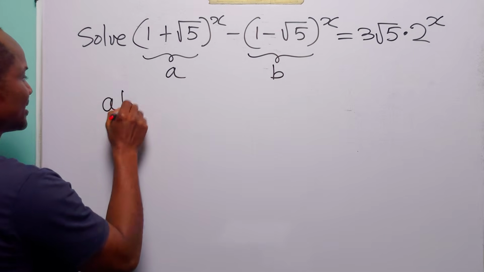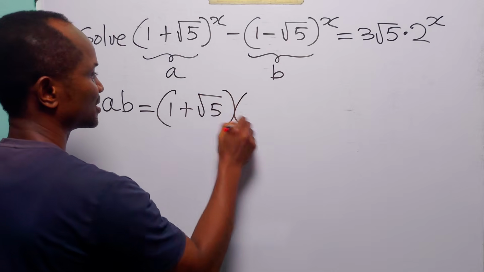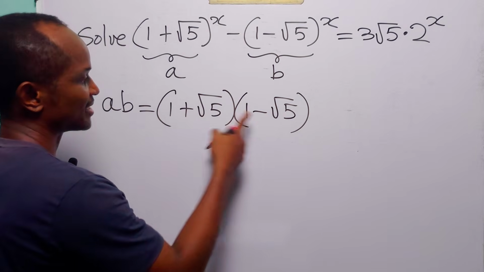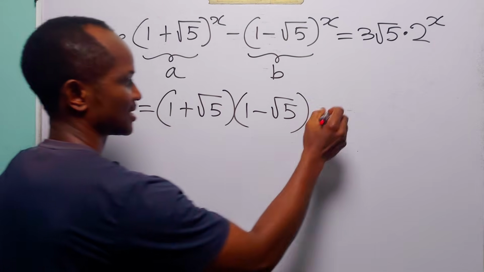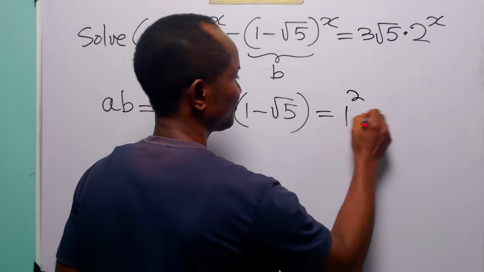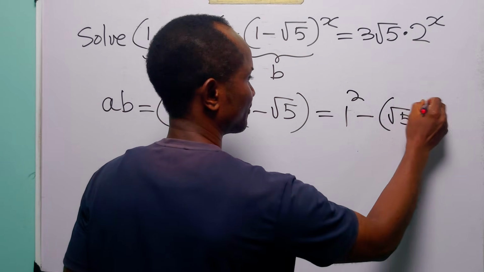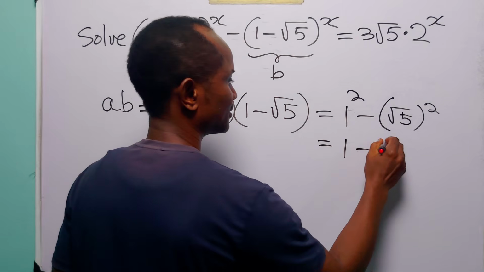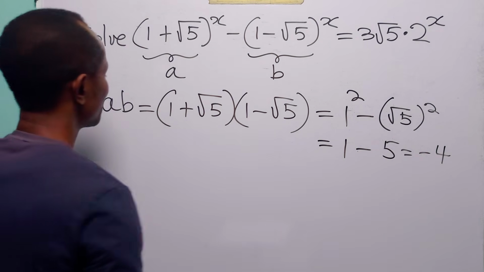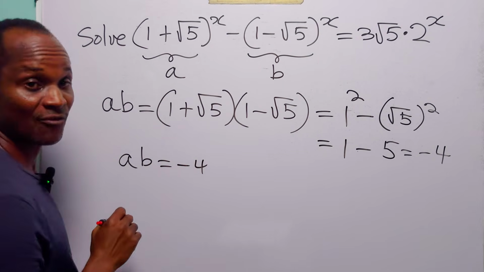Of course, we know that a times b is equal to 1 plus root 5 multiplied by 1 minus root 5. Here you can see the difference of two squares. So this is equal to 1 squared minus root 5 squared. This is equal to 1 minus 5, which is equal to minus 4. So we have that a times b is equal to minus 4.